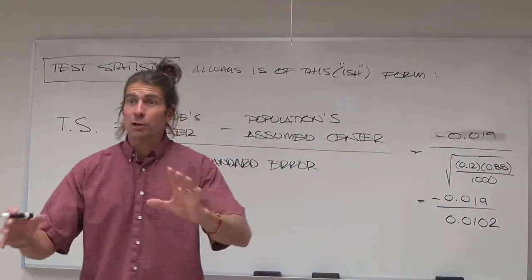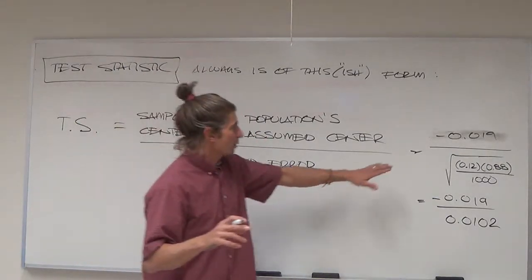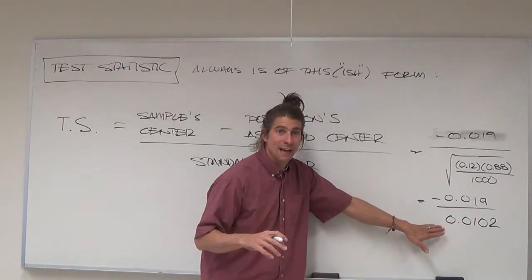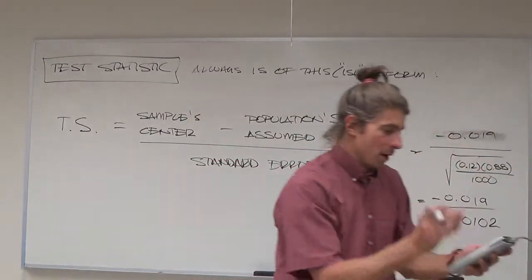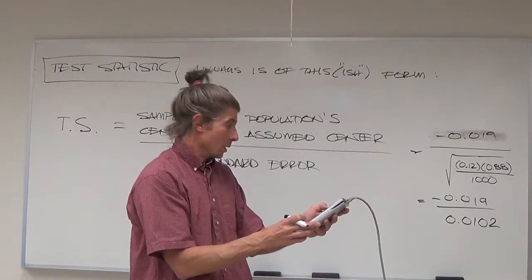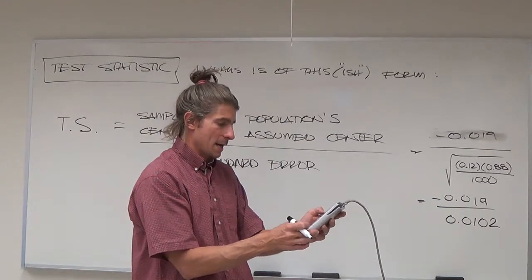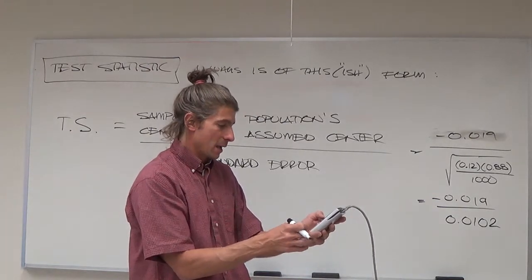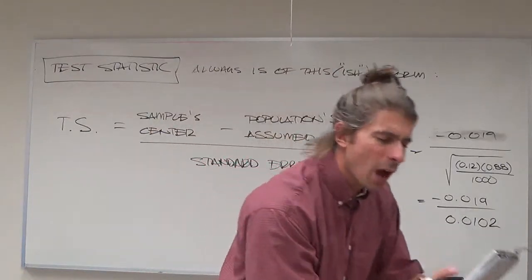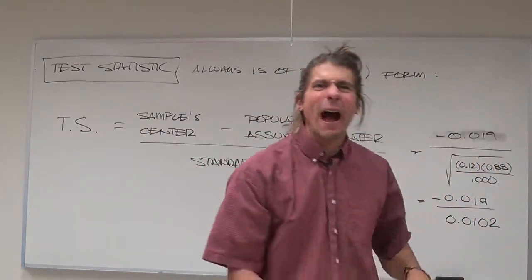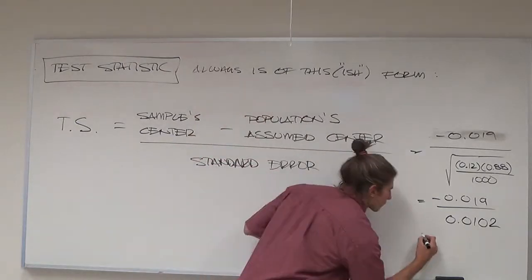Okay? So now what I'm going to do is a real quick calculation. I'm going to do this guy divided by this guy and see what I get. Okay? All right, here we go. I'm going to do negative 0.019 divided by that mess. And I end up with about negative 1.85. That's what I'm getting.